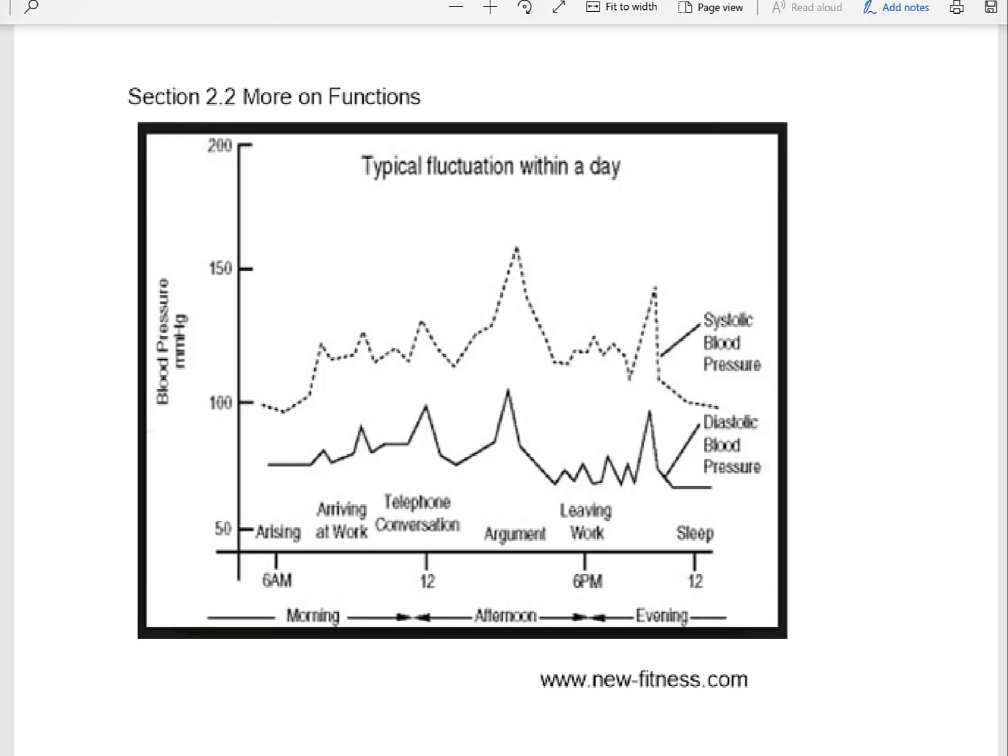This is section 2.2, more on functions. Okay, so here is just a real world graph showing fluctuations in blood pressure throughout the day. We are going to be talking about increasing and decreasing intervals, and so this is a good real life example. We see the blood pressure increasing, and then we see it falling down and decreasing.